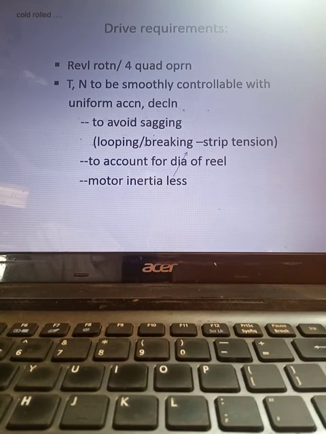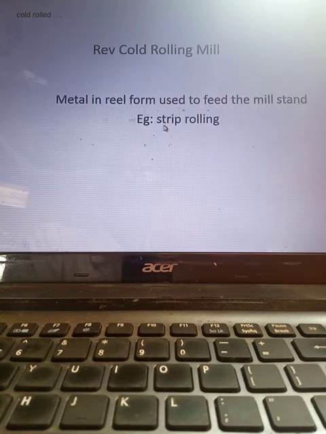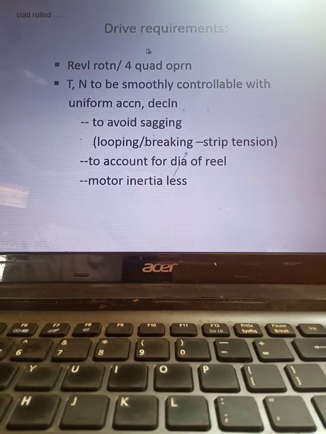Okay, and what you can see here is quickly thin. Can you imagine the shape? Strip. Okay, so what are the drive requirements? It should be reversing type, reversal rotation. The drive should be capable of reversing because it is a reversing type of application, which means it should have capability of 4-quadrant operation, and torque and speed are to be smoothly controllable with uniform acceleration and deceleration. Why?